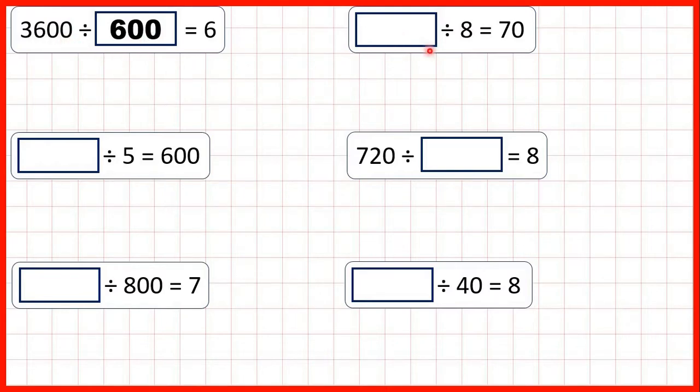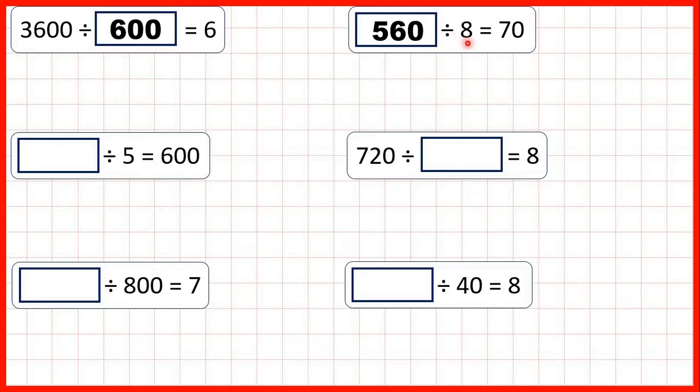Now, what divided by 8 equals 70? Well, 56 divided by 8 is 7, because 7 times 8 is 56. But here we have an end zero in our quotient. We don't have any end zeros in our divisor, so there must have been an end zero in our dividend.